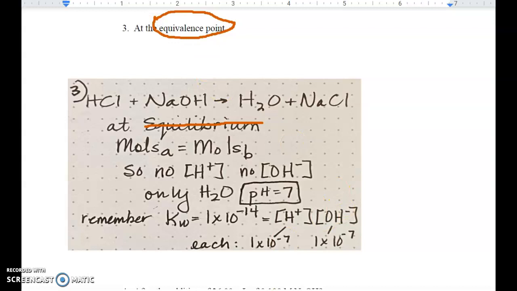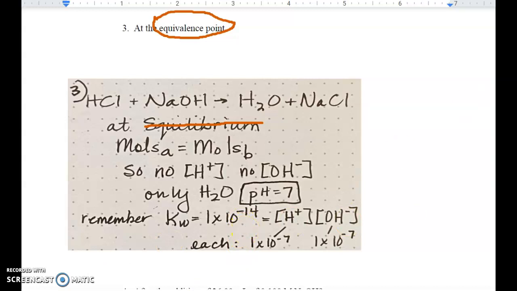And at the equivalence point, we know that the moles of the acid is equal to the moles of the base. Okay, so if that is the case, that means we don't have any H plus concentration left over. We don't have any OH concentration left over. All we have made now is water, and water is a pH of 7. If you need that confirmed for you, for water to be a pH of 7, its Kw is 1 times 10 to the negative 14. The H and the OH are equal to each other, and so they equally cancel. So we end up with water with a pH of 7.